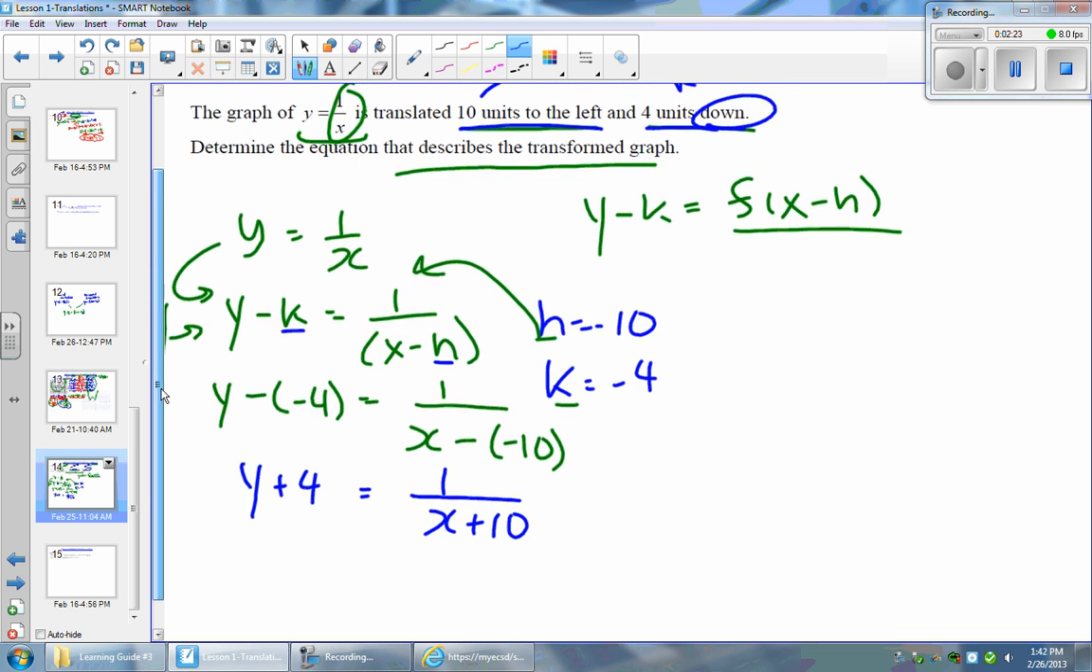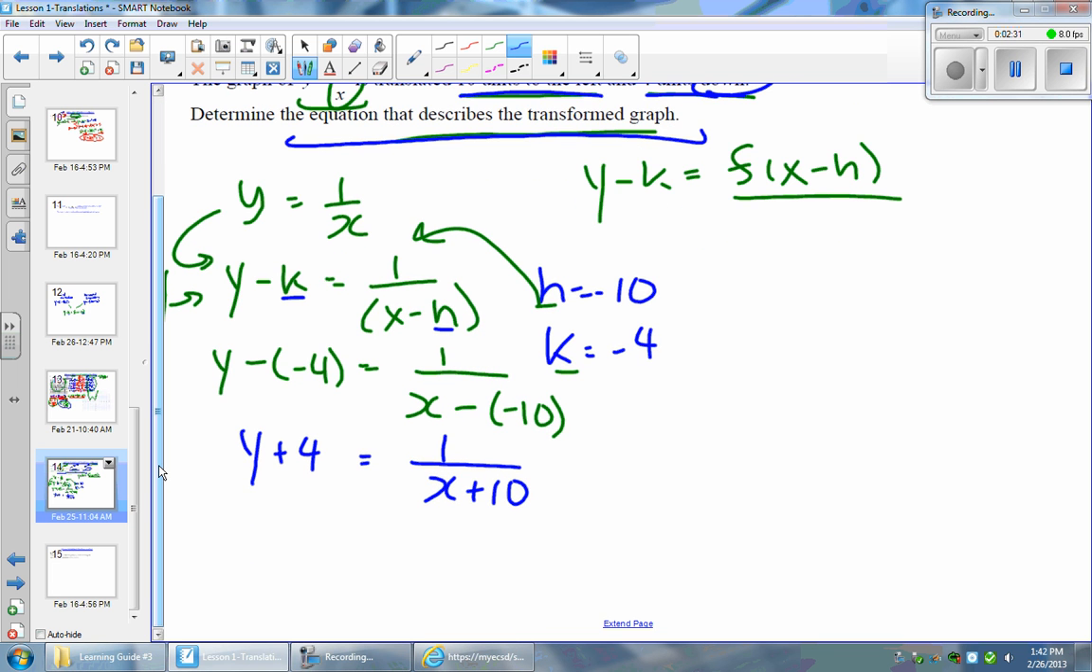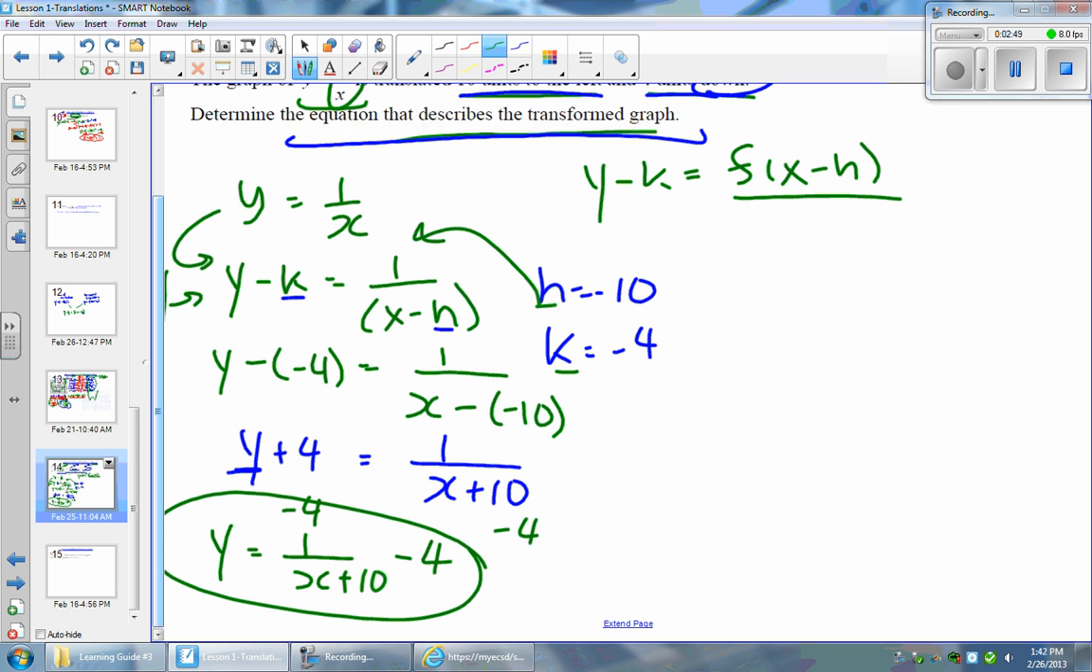We note here that we wanted to find the equation that describes the transformed graph. The equation of the graph is usually given where y is isolated, so our last step is to isolate y. We subtract 4 from both sides, and we get our final function of y is equal to 1 over x plus 10, minus 4. So there's the equation of the given graph, and that's how you apply a combination of translations to a given equation.